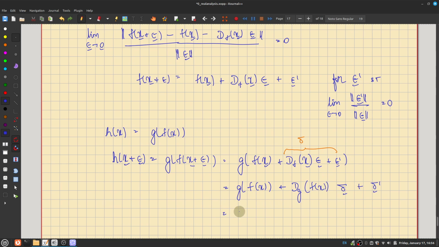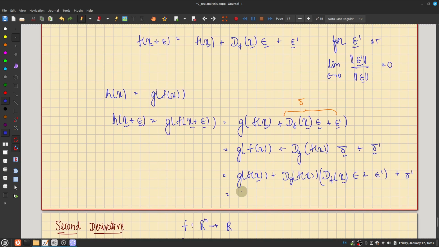But now let's just substitute for delta. This is g of f of x plus dg of f of x. Delta is nothing but df of x times epsilon plus epsilon prime, plus delta prime. This is nothing but h of x plus dg of f of x times df of x times epsilon plus dg of f of x times epsilon prime. Now dg of f of x is something that depends only on x, it doesn't depend on epsilon, right?